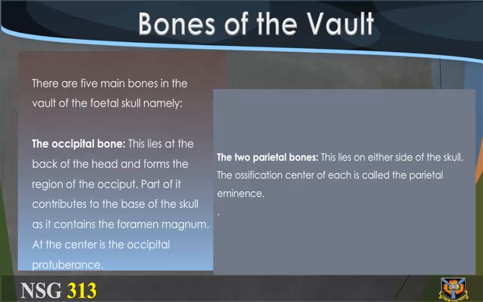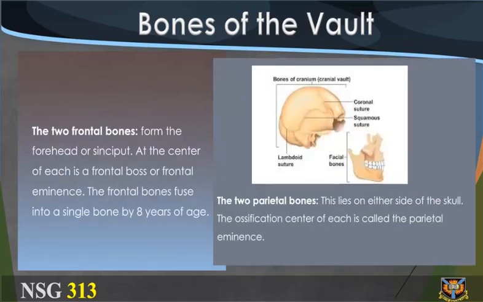The 2 parietal bones. These lie on either side of the skull. The ossification center of each is called the parietal eminence. The 2 frontal bones form the forehead or sinciput. At the center of each is a frontal boss or frontal eminence. The frontal bones fuse into a single bone by 8 years of age.